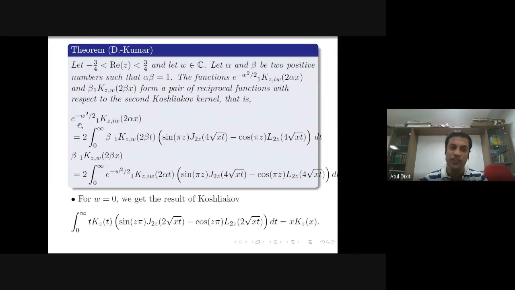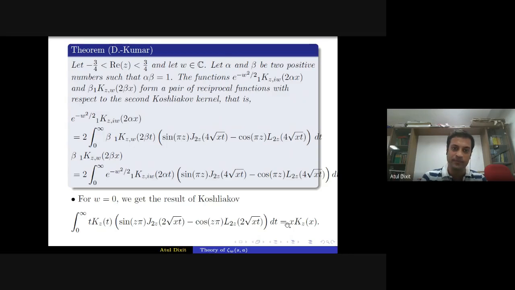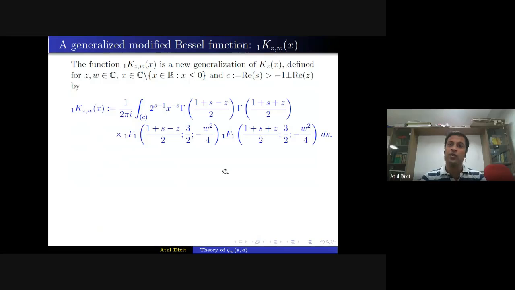So I'll define what this function is. This function is what you get when you integrate the second one against this kernel. And when you integrate the first one, namely this one, against this kernel, you get back what you had here. So that's why these are called reciprocal functions. And when we put w equal to 0, one gets Koshlikov's result. So in just 2 minutes, I'll stop.